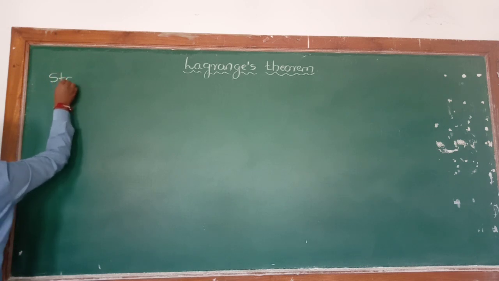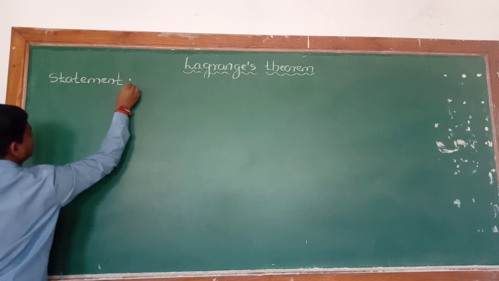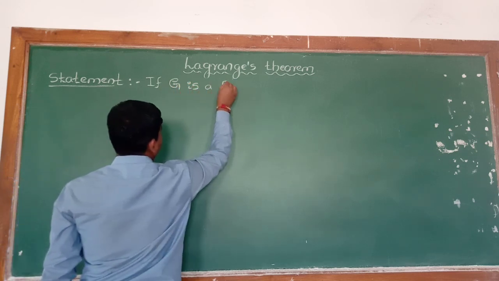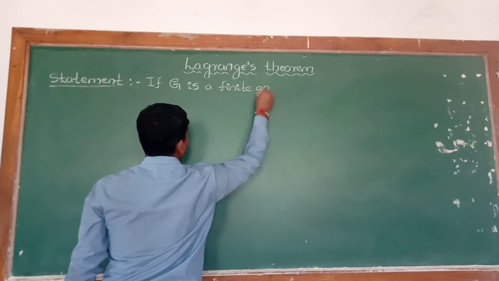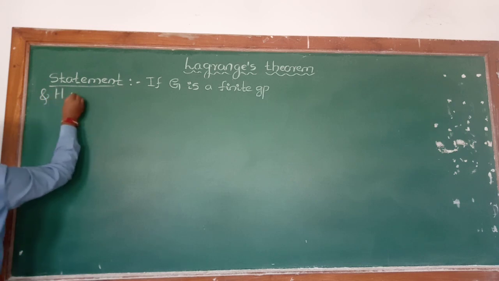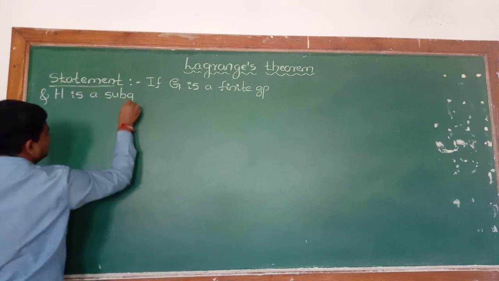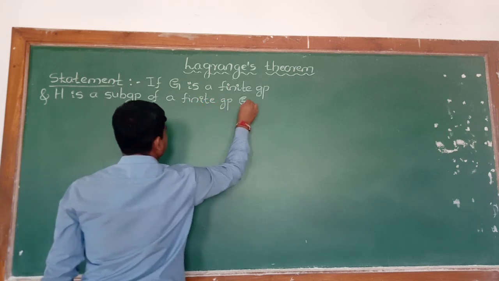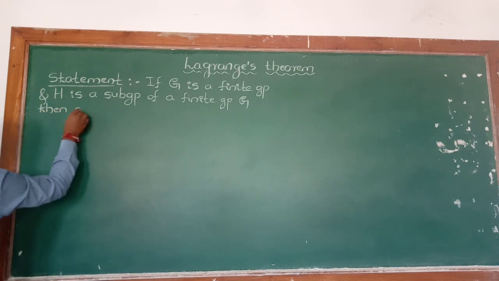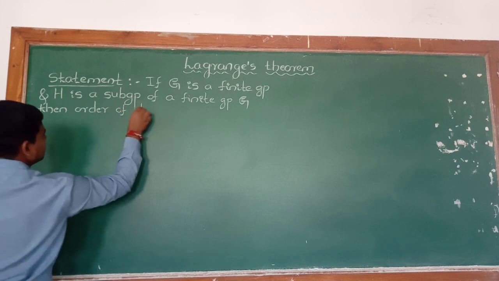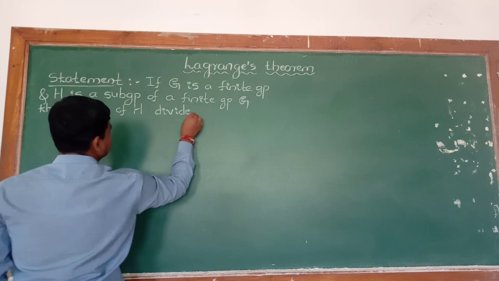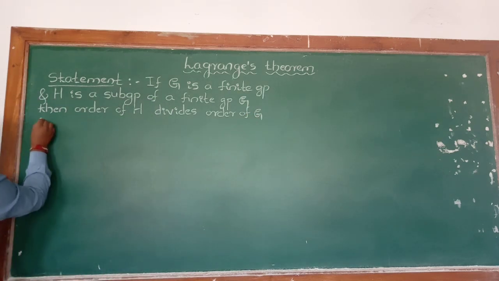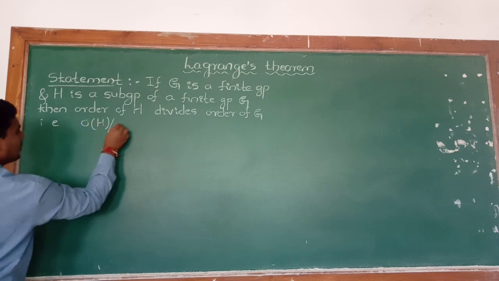Statement is: if G is a finite group and H is a subgroup of a finite group G, then order of H divides order of G. That is, order of H divides order of G.